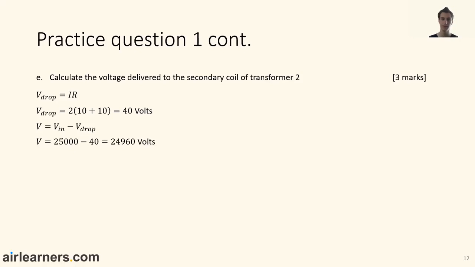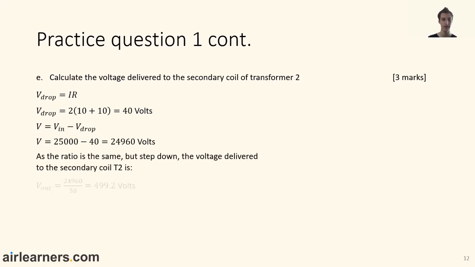So we're going to end up with 24,960 volts at the primary coil of transformer 2, and we have to then divide it by 50 because we use the turns ratio but in reverse to find that our output is 499.2 volts. Now you could have given that as 499 volts, that's fine.